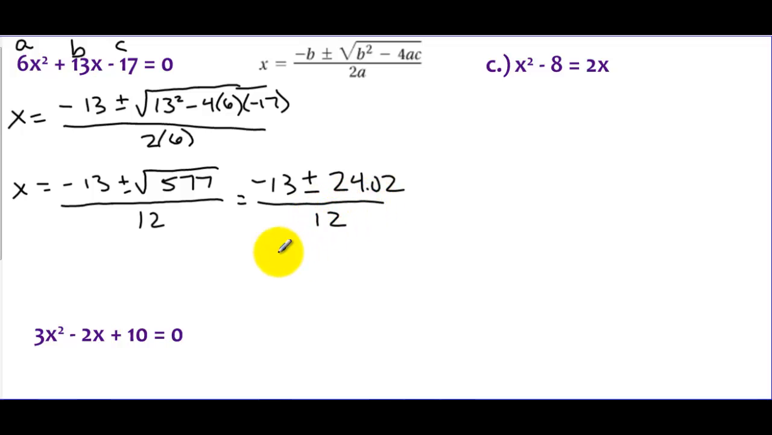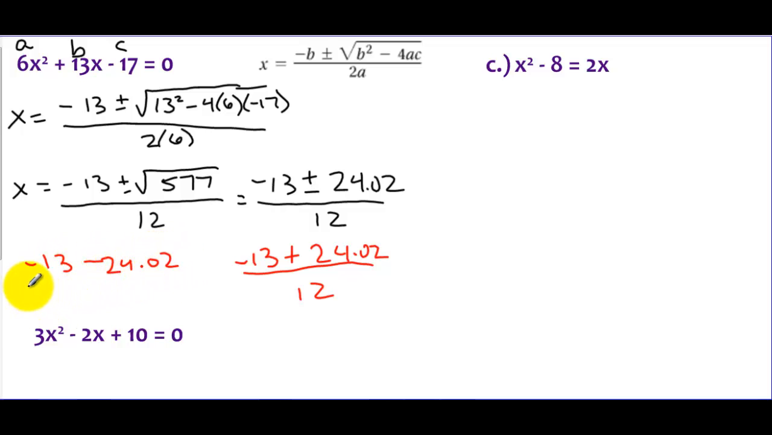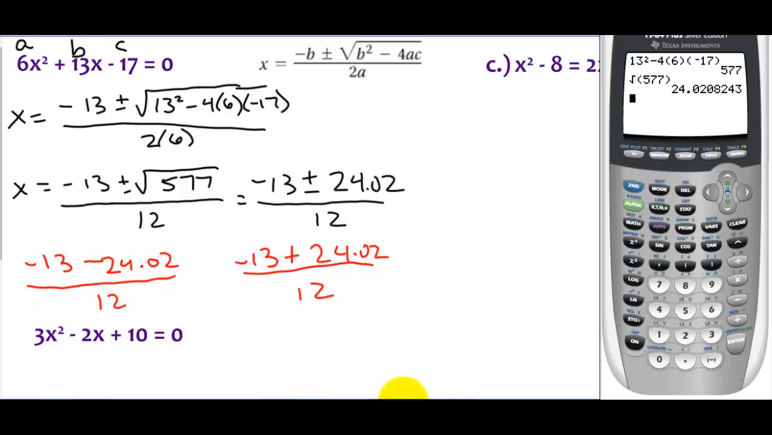Okay? So again, this really represents two problems. This represents negative 13 plus 24.02. That's one answer, all over 12. Okay? And then the other one is going to be negative 13 minus 24.02, all over 12 again. Okay? So we're going to get two answers out of this. Right? Again, with decimals and fractions, let the calculator do the hard work for you. Okay? Negative 13 minus 24.02.